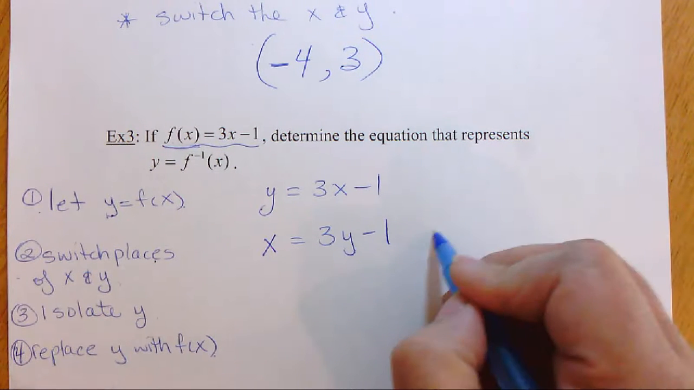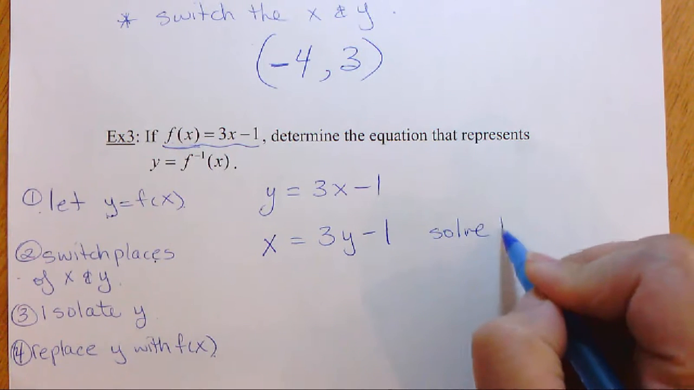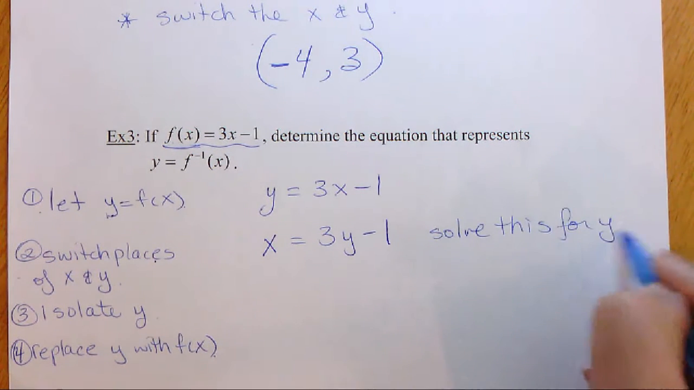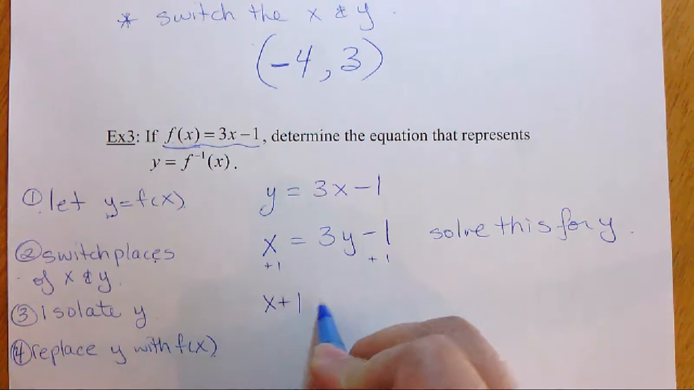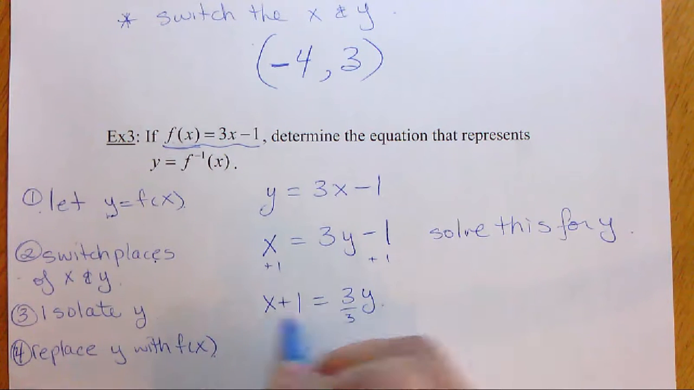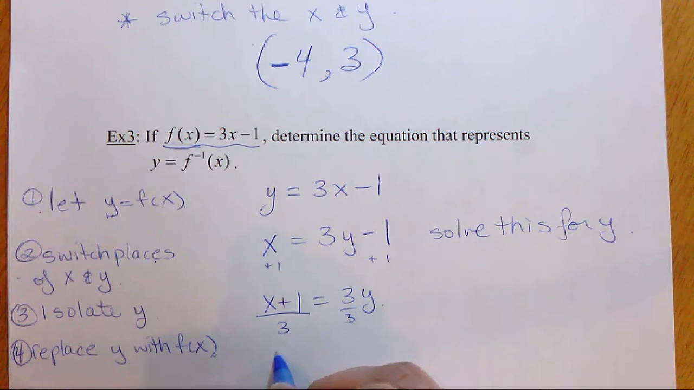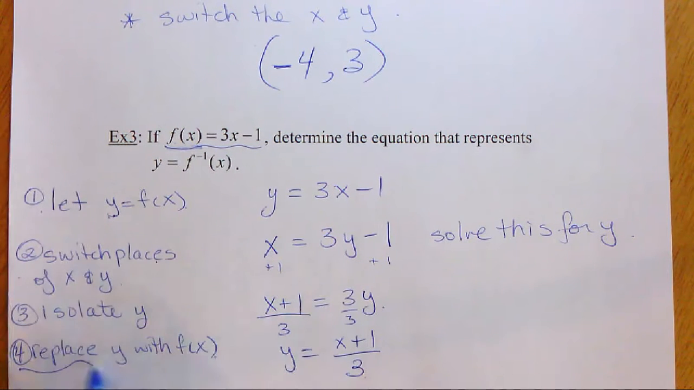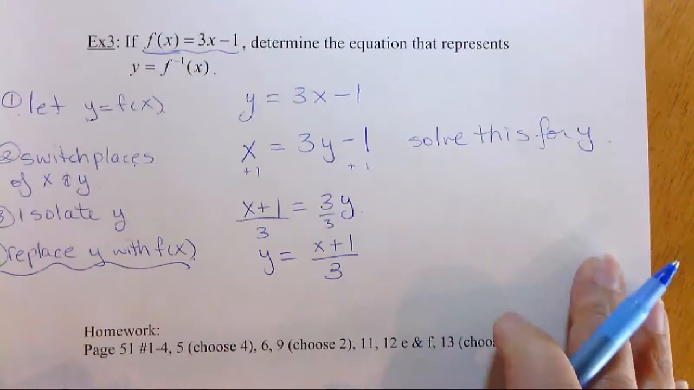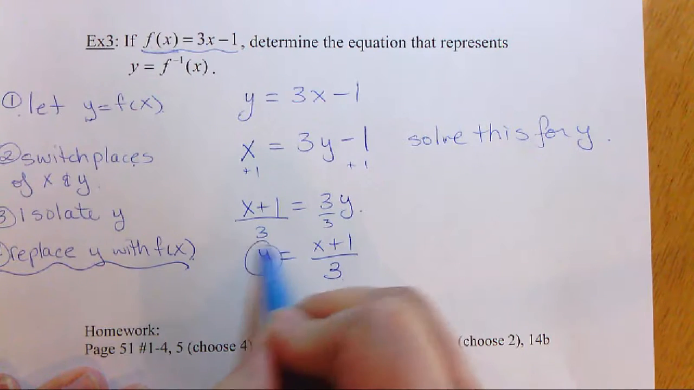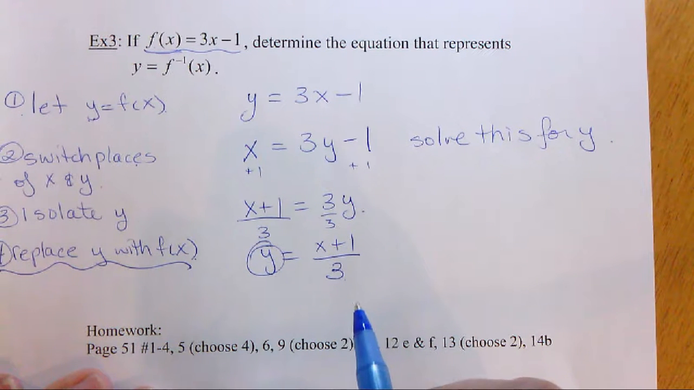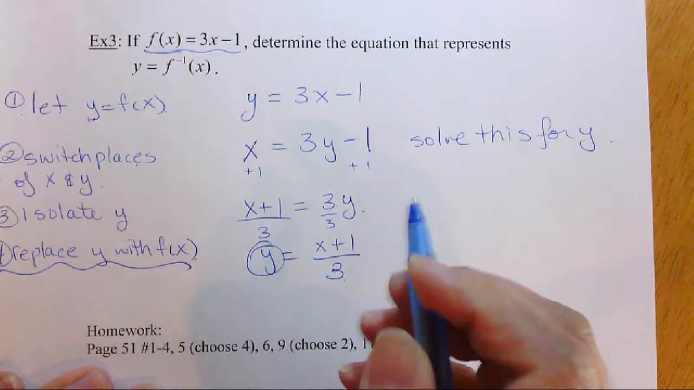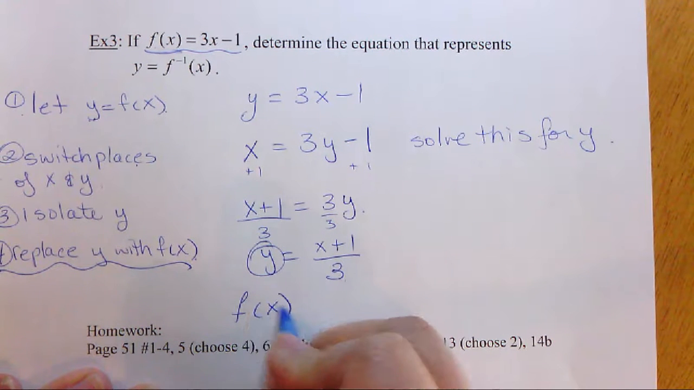And third, what I'm going to do is I'm going to solve this for y. So I'm going to add 1 on both sides. x plus 1 equals 3y. Then I'm going to divide both sides by 3, and then I end up getting y equals x plus 1 over 3. Now, the last step you have to make sure that you do, which is often forgotten, is to replace this y with f inverse of x, because we were asked to find the inverse of f of x, not y. So we need to change it back to what it was originally called.